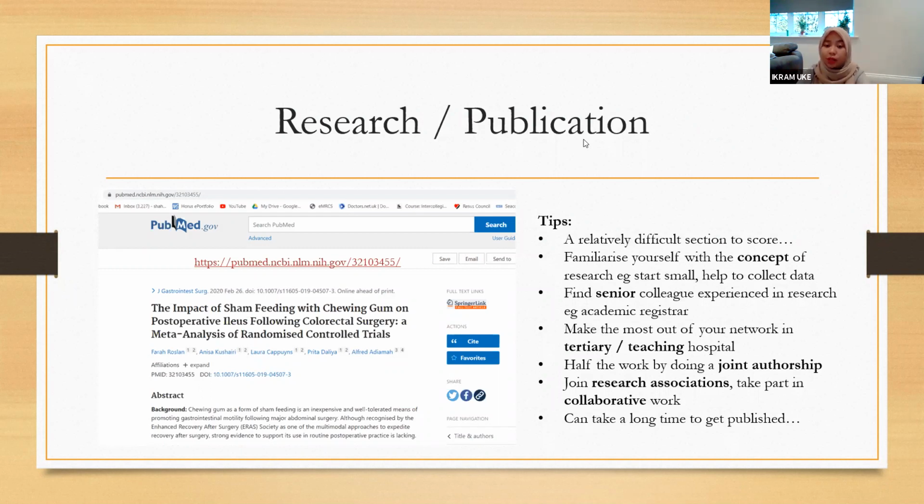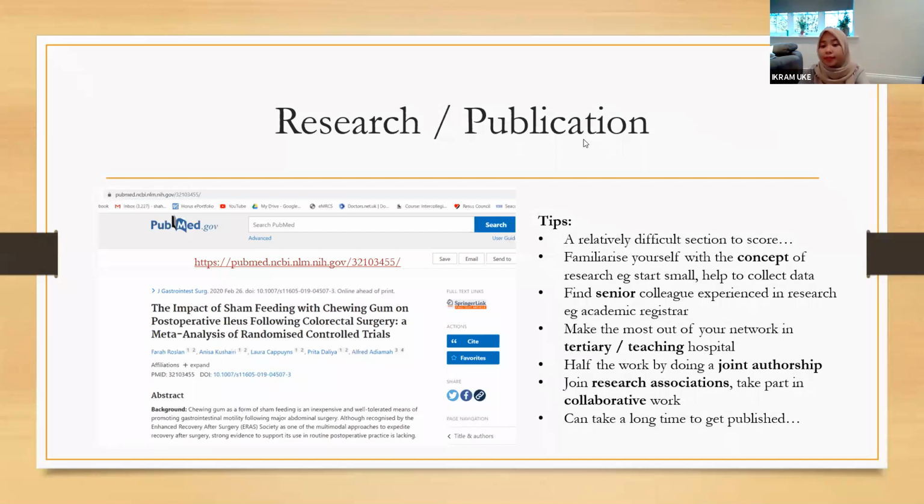Another tip that I want to share is that you can always halve your work by doing a joint authorship with your colleague. So you both can carry half of the weight of the job burden, but still can claim the first authorship, if you think that's reasonable. And that's actually what I did, and I'll explain that in my example. And then you can always join a research association, take part in a collaborative work.